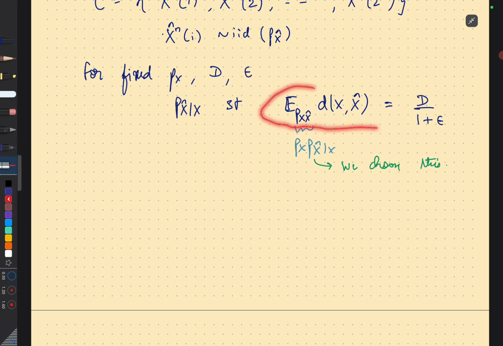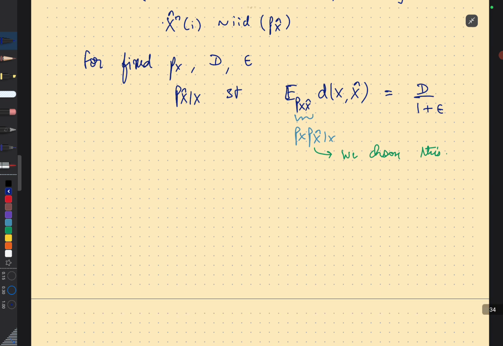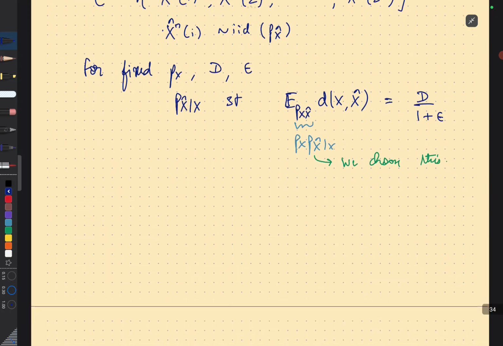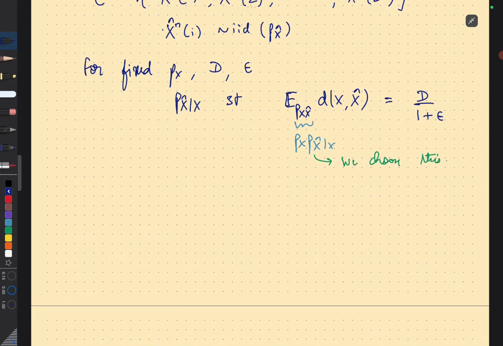One thing to note is that this is the expected distortion between a pair of random variables that are drawn according to this distribution. This has nothing to do with n or the actual construction of our coding scheme. This is some number, this expectation, and you compute it just using this distribution and this distribution. Any questions?